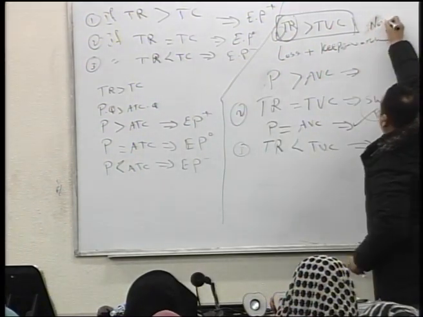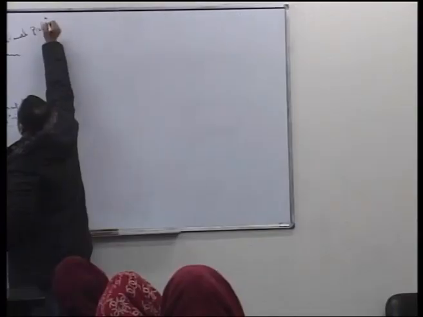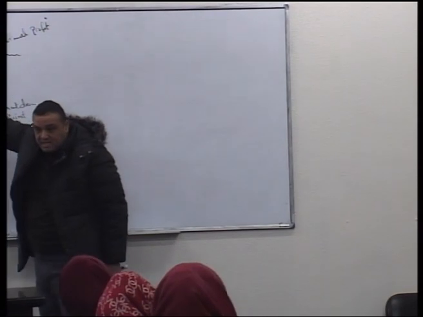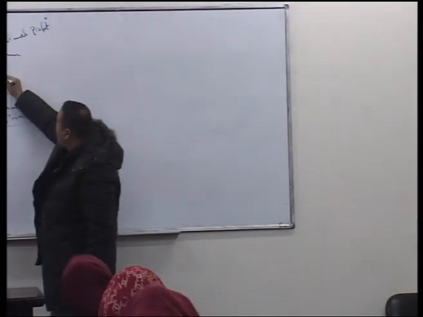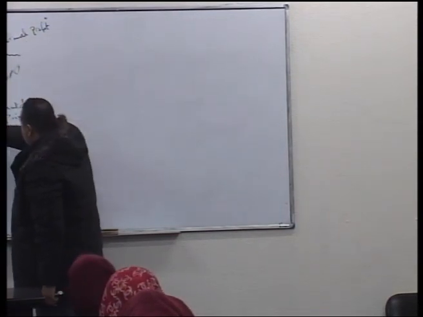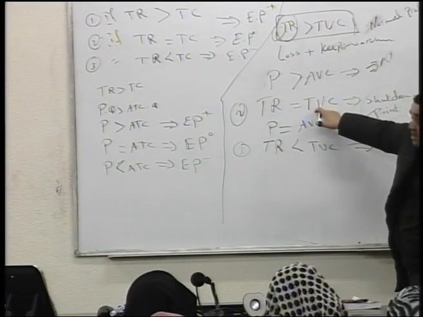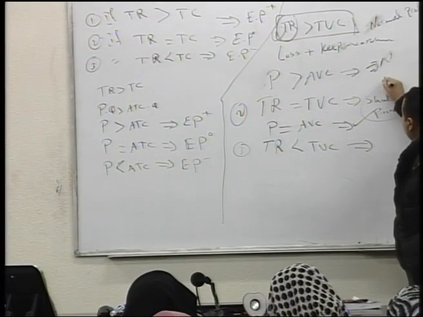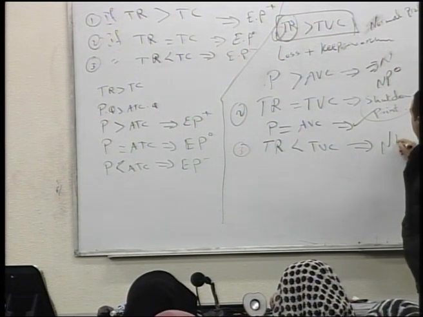We have a normal profit, and it is positive. It is a loss in essence because total revenue is less than total cost. The second point: when total revenue equals TVC, normal profit equals zero. And in the last case, normal profit is negative.